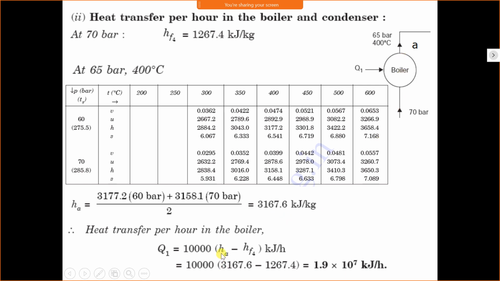When we take the difference of enthalpy across the boiler, we get heat supplied in kilojoule per kg. Therefore, we have to multiply it by mass flow rate. I have taken 10,000 kg per hour, and we are getting heat supplied in kilojoule per hour because you have to calculate per hour. Here I have not divided it by 3600. If I had divided it by 3600, the unit would be kilowatt. And the result is 1.9 into 10 to the power 7 kilojoule per hour.